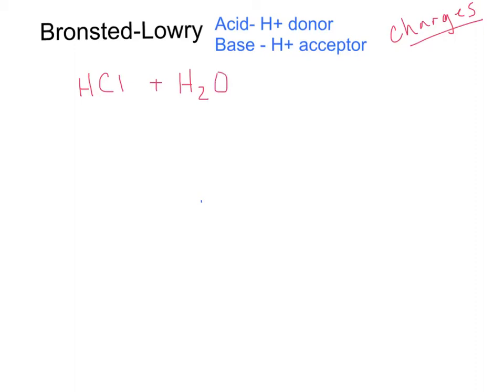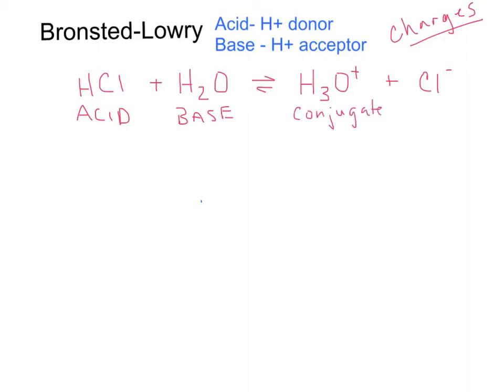So I could take HCl and put it in water, and what's going to happen is I'm going to end up with H3O plus and Cl minus, because remember, HCl is a strong acid, so it's going to split. Then that H plus is going to be picked up by the water. So we know that this is an acid. That makes the water a base here, because it's amphoteric, meaning it could be an acid or a base depending on who it's with. Well, it's with an acid, so it's going to act like a base. That means over here H3O plus is going to be our conjugate acid, and Cl minus is going to be our conjugate base.